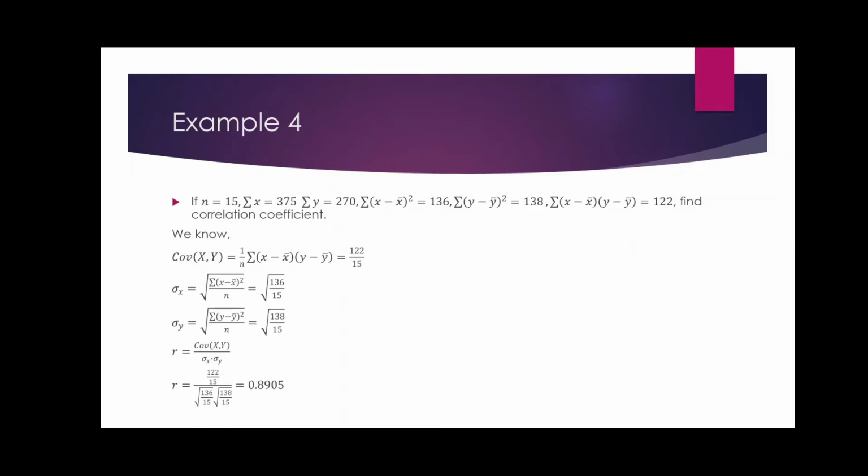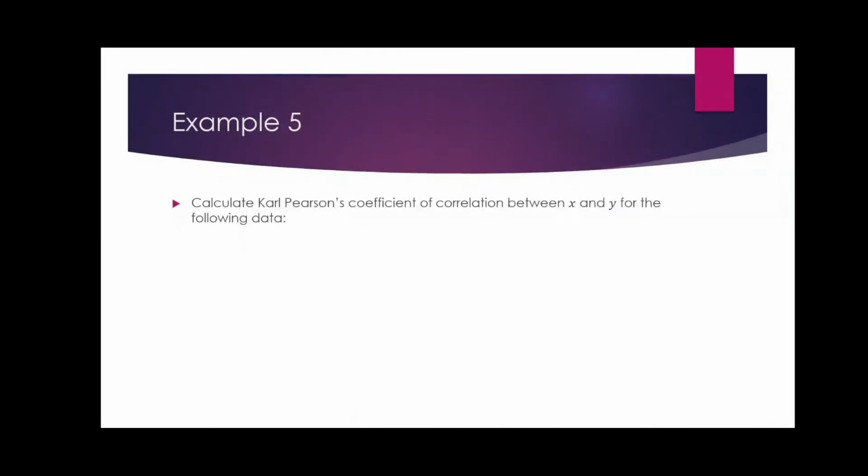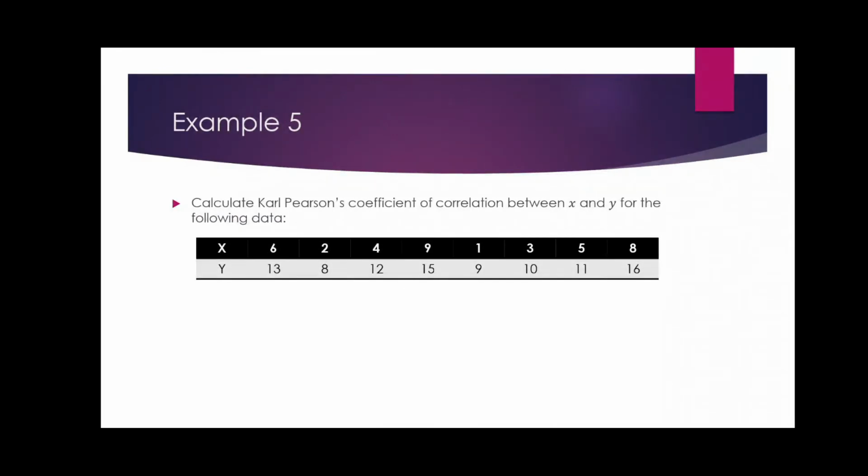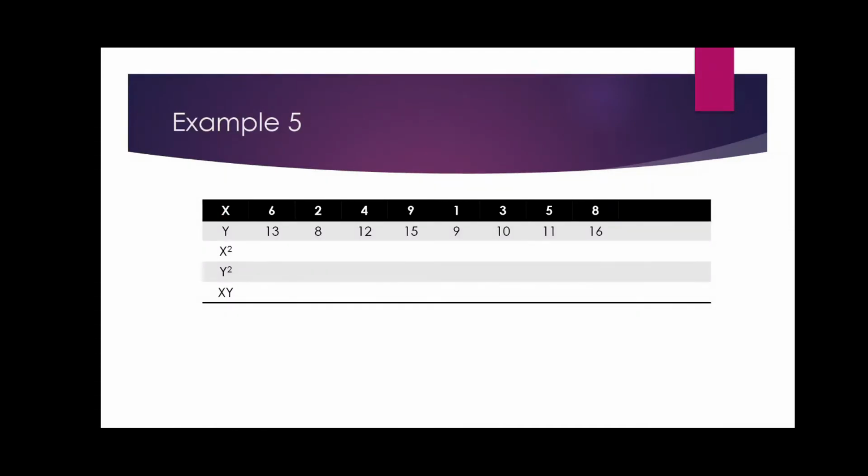Now let us move to number 5. Number 5 is a similar problem, but here we are not given the summation values directly. We have to calculate them. So this is a table given. From here I have to find the correlation coefficient. So we make a table like this with 5 different columns: x, y, x square, y square and xy. Now I have made a horizontal table just to fit the whole thing in one place. You could have made a vertical table, which is the obvious choice. It is completely up to you.